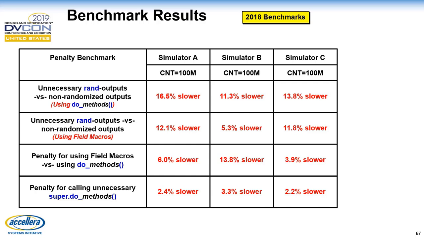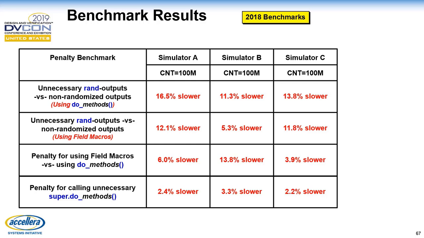Okay, what about randomized outputs if I'm using field macros? What's the penalty? Okay, about 12% slower for simulator A, about 5-6% slower for simulator B, and about 11-12% slower for simulator C. Is there any penalty for using field macros versus the do methods? With simulator A, the field macros were about 6% slower. Simulator B, about 14% slower. Simulator C, about 4% slower. Is there any penalty for calling unnecessary super.do methods? Okay. About 2.5% slower, a little over 3% slower, and about 2% slower.